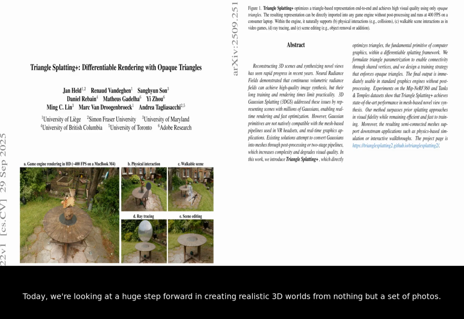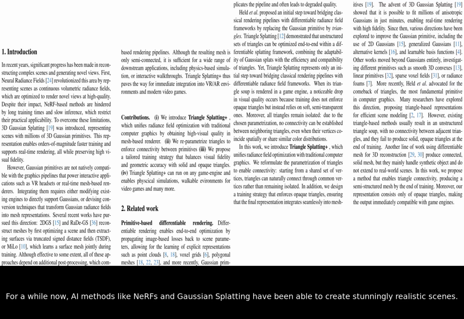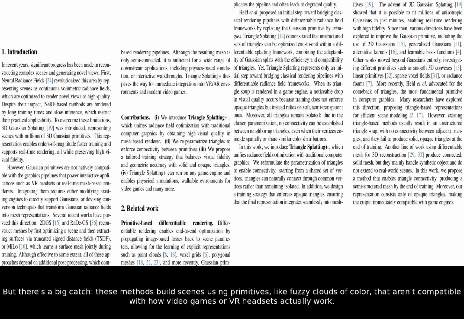Today, we're looking at a huge step forward in creating realistic 3D worlds from nothing but a set of photos. For a while now, AI methods like NeRFs and Gaussian splatting have been able to create stunningly realistic scenes. But there's a big catch.